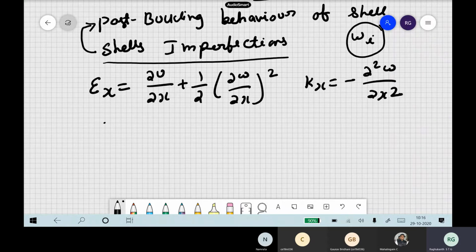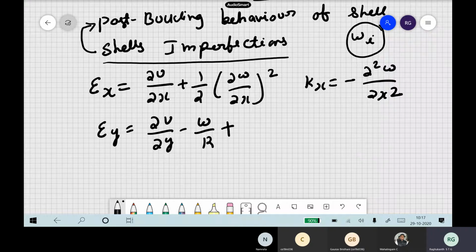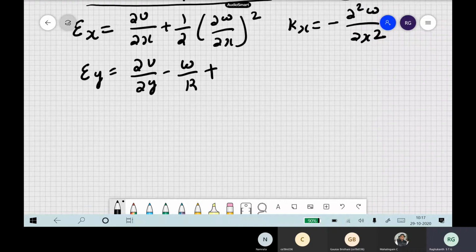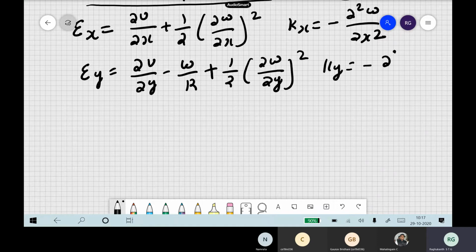So all those things you have to do, and epsilon y was dou v by dou y minus w by r. So this was the linear shell theory. Now for post buckling or imperfection shells, the higher order terms also you have to include. Then this curvature, dou square w by dou y square. As I already told you, shell equations and plate equations are all the same. Only thing is in plates we had x, y, z as Cartesian, but here x is along the length, y is along the circumferential coordinate. Other things are all the same.